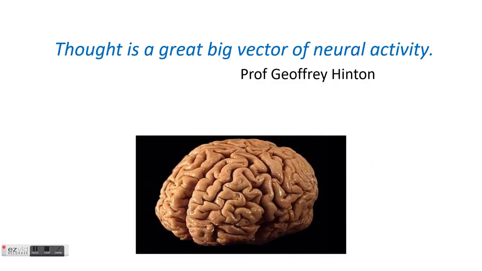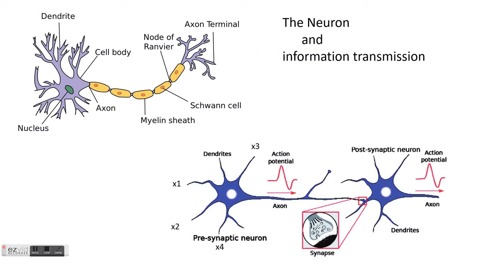And deep learning is basically inspired by the human brain and how the brain functions, though we still do not know exactly how the brain functions, but with the known facts, deep learning has been modeled. And here's an interesting quote by Professor Geoffrey Hinton, who says thought is a big vector of neural activity.